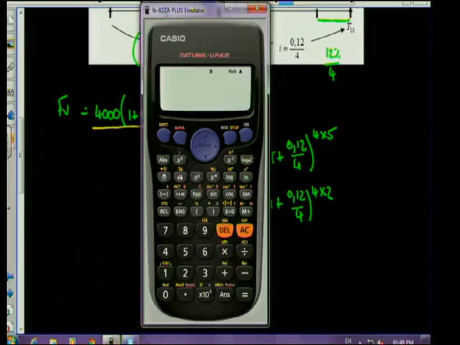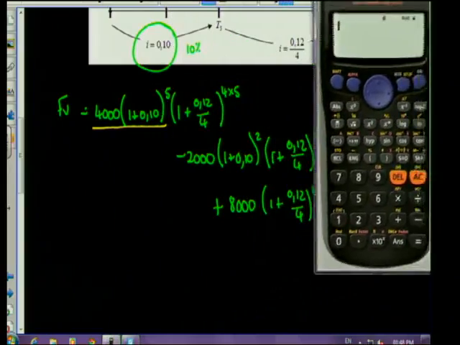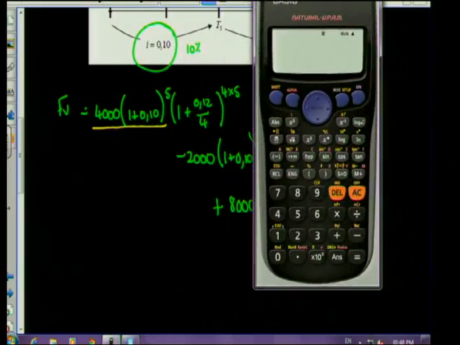I'm now going to type this into my calculator. Okay, it is a big sum. So let me just see, I'm going to run out of space. I'll move my calculator now. So I'll start off. I've got my 4,000. Then I'm going to say this is 1 plus 0.1, 0.1. That will be raised to the power of 5.